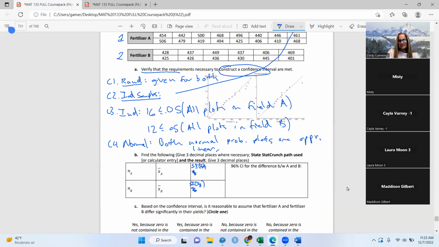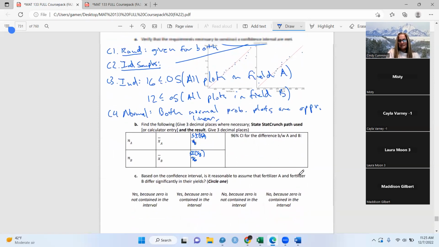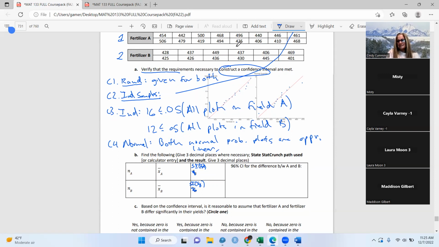So let me give you 5 minutes. I hope that's enough time. You've got to type in the two data sets and figure out how to do it in StatCrunch.